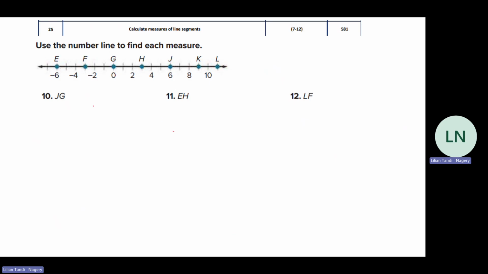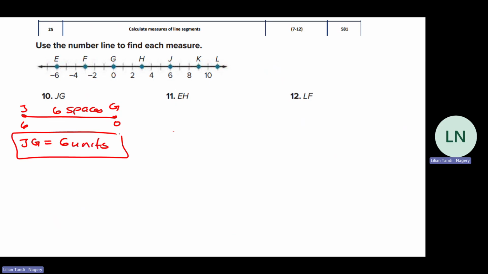J to G. This is J, which is 6, and G is 0. Those are 6 spaces. So if those are 6 spaces, J to G is 6 units, and you box your answer, and you check with the formula. Absolute value x1 minus x2. Absolute value 6 minus 0. Absolute value of 6, which is 6 units.